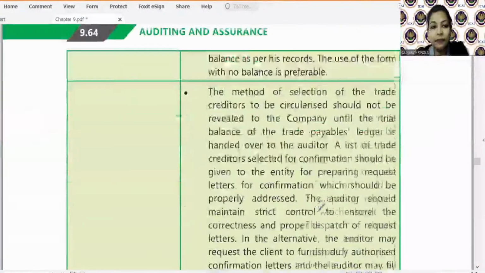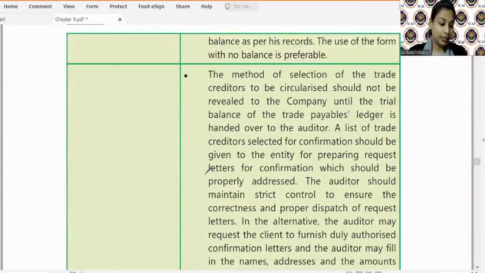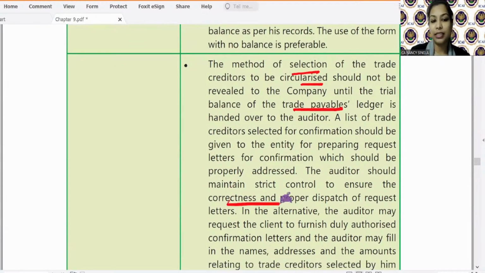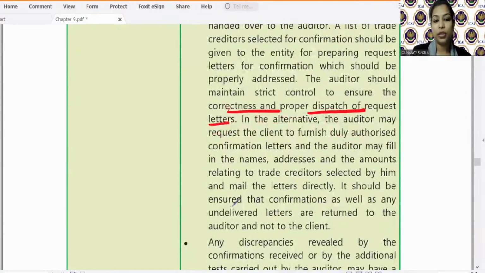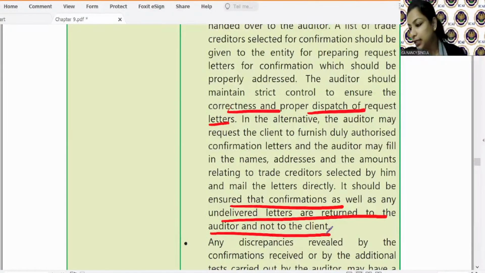ये सब पढ़ा हुआ है ना? Right? And again, the method of selection should not be disclosed to the company unless and until they give you the final list of all the trade creditors, your trade payables, and you will give them a list to prepare the confirmation request letter. But auditor will have a strict control as to ensure that correctness and proper dispatch of request. Also, it should be ensured that confirmation as well as undelivered letters are returned to the auditor and not to the client. ये सब पढ़ा है ना?